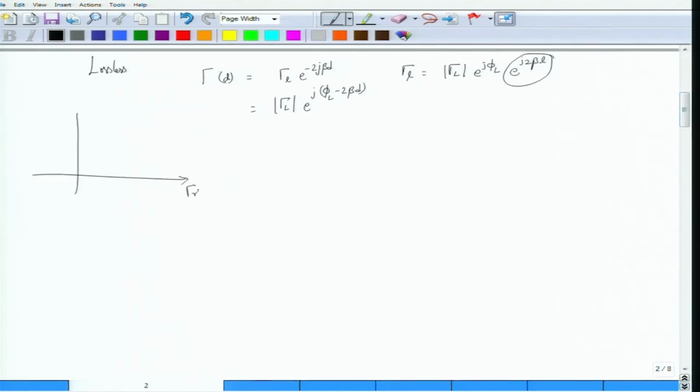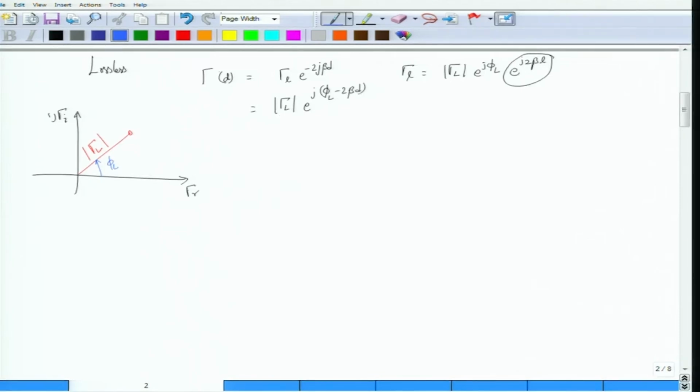So going back to the representation of gamma L on the plane, this is gamma r and this is the imaginary axis j gamma i. You draw a line of length magnitude of gamma L, which would be the load reflection coefficient. This initial angle will be phi L, so that you are actually representing this gamma L magnitude e to the power j phi L.